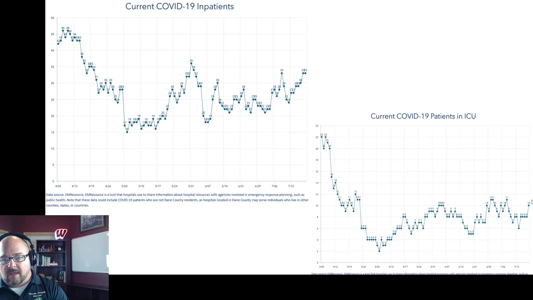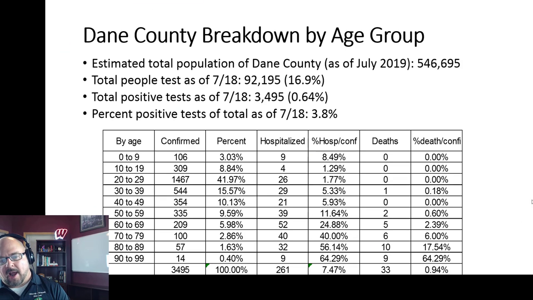And then we look at the ICU patients. That tends to be an older population. So that has been bouncing around, typically around 9 or 10. So I took these numbers out so we could talk about them.